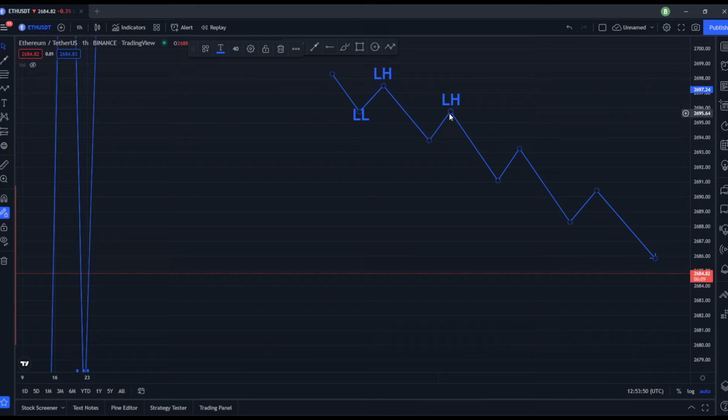This is the low, this is the high, this is the low right here, this is the high. So now we're forming a new high, but this high is actually low compared to this high right here. Okay, so that's why we give it the name lower high. Yeah, it's a high, but it's actually low compared to the previous high.